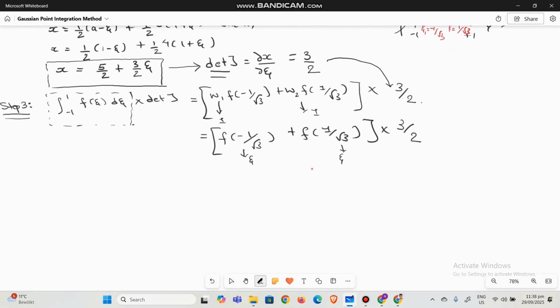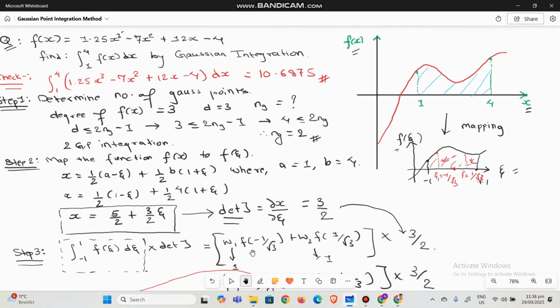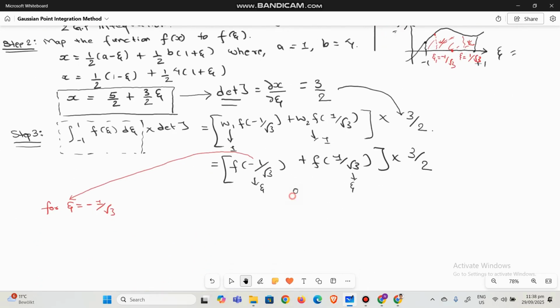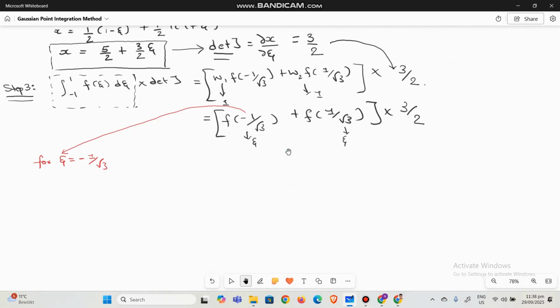Now let's see. Be careful, okay, for psi equals -1 over root 3, here we put the value of psi as -1 over root 3. But if you look at the function that we are given, our function is in x. So now we find the value of x for psi is -1 by root 3. For psi is -1 by root 3, what is the value of x? We're going to find that.